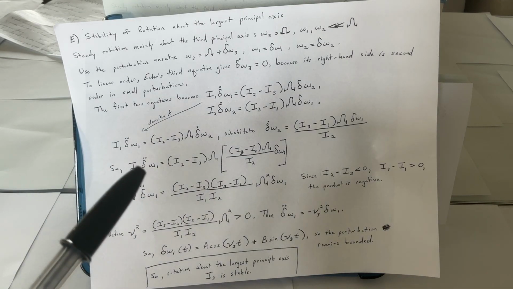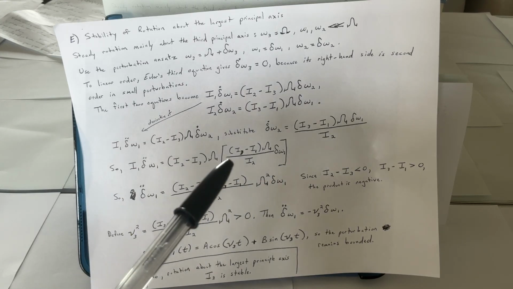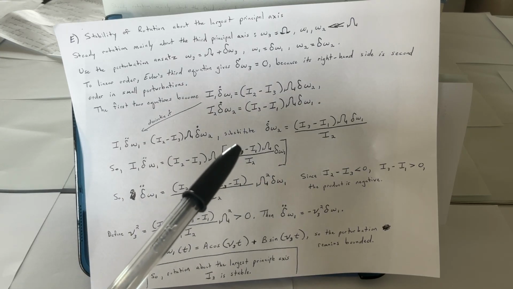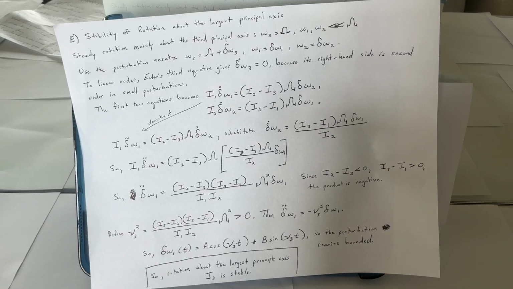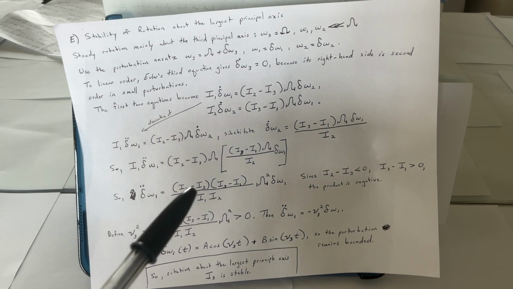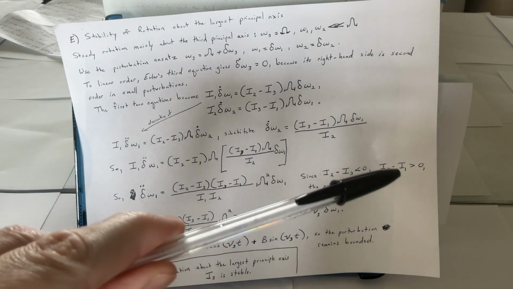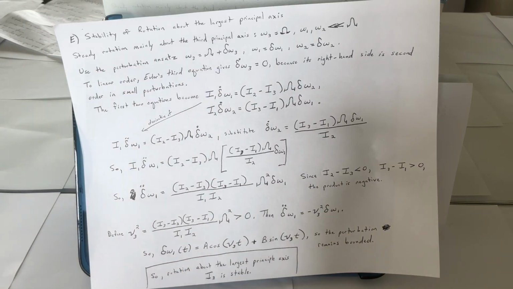So our I sub 1 delta double dot omega sub 1 equals the following. And my apologies, that's an I sub 3 minus I sub 1 in parentheses there. And so delta double dot omega sub 1 equals this. All right. And now since I sub 2 minus I sub 3 is less than 0, and I sub 3 minus I sub 1 is greater than 0, the product is negative.